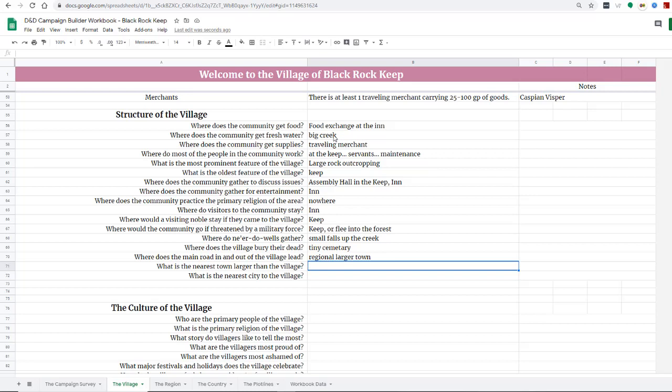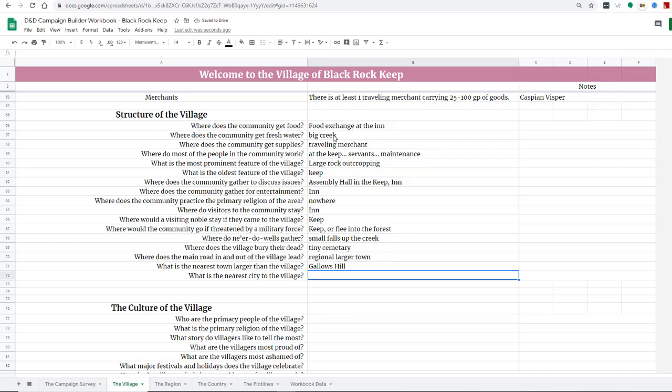I'm going to say that there's a town, and it's a larger town, much more significant location, and there's one road that leads out of that town that comes to this village, and it's probably several days away. And this is what is the nearest town larger than the village. So here we're just thinking geography, and we're also thinking names. So I'm going to call it the town of Gallows Hill, very mysterious sounding.